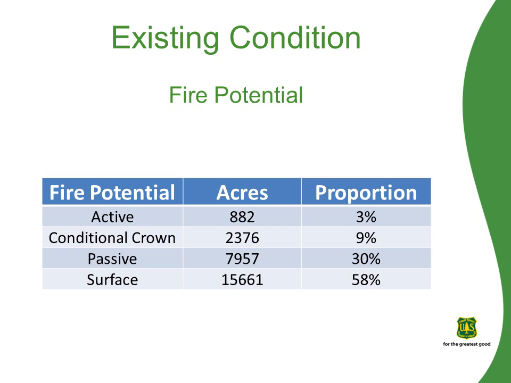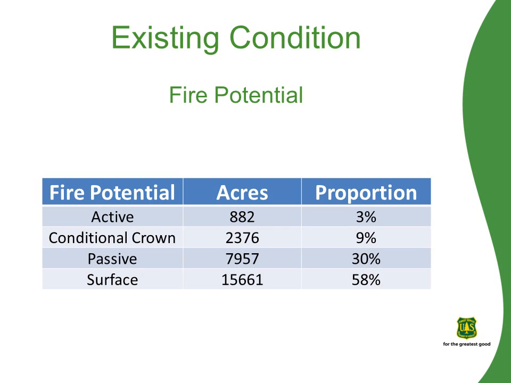In this case, there's not enough surface or ladder fuels to actually lift the fire into the crowns, but the crown bulk density is such that if fire were in the crowns, it could actually carry through the crowns. So there could be a scenario where one of these conditional crown polygons or stands is adjacent to an area that could have passive or active crown fire. So that crown fire could hit this conditional crown area and continue to move through the crowns.